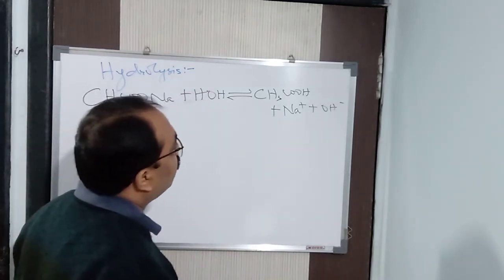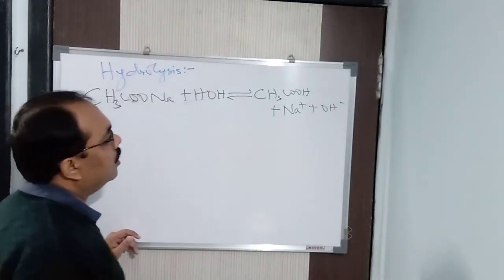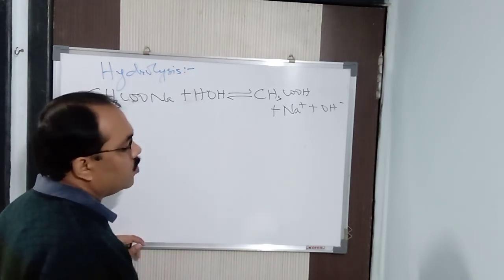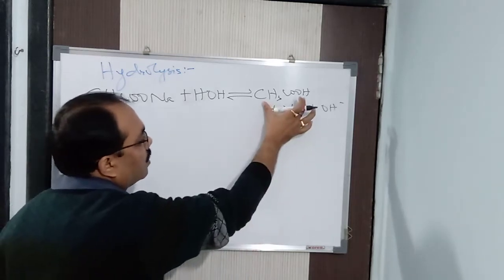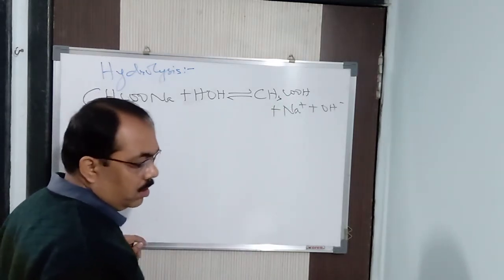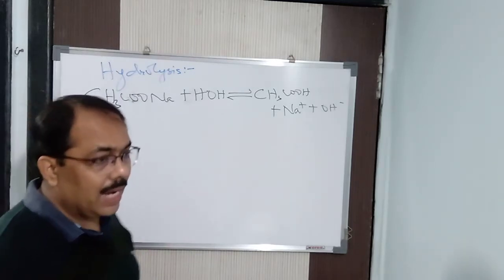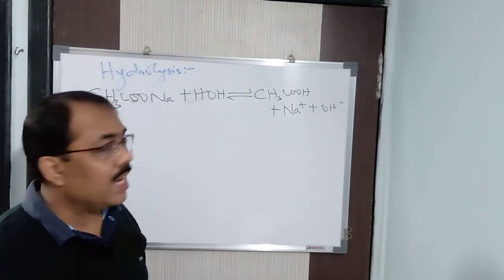Alright, I am going to write it down as CH3COO, that is nothing but H plus Na plus OH minus. Why? Because it's a weak acid, it will dissociate very feebly. But it's a strong base, it will dissociate almost completely. And the salt, as I said, is of a weak acid and strong base.